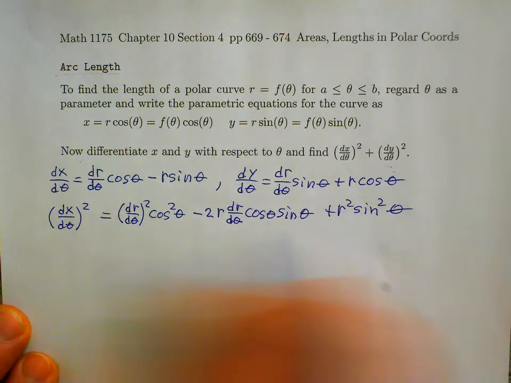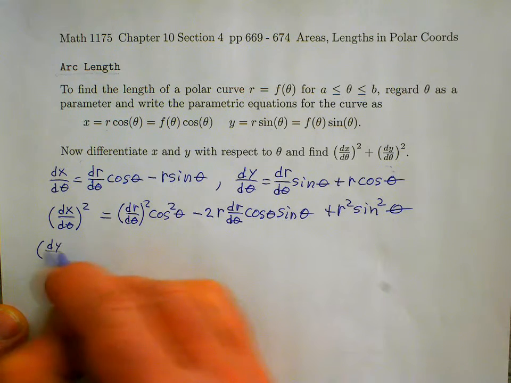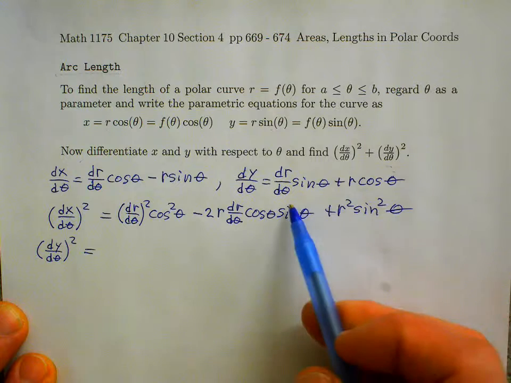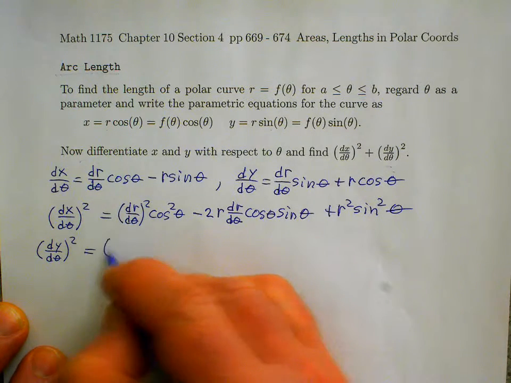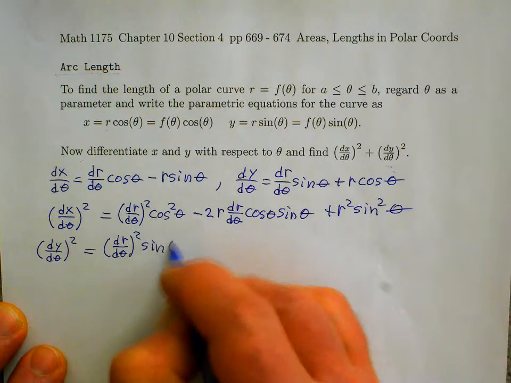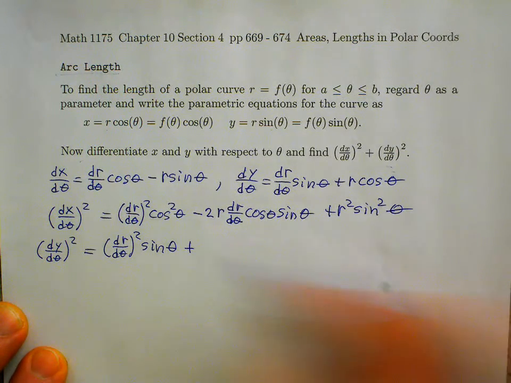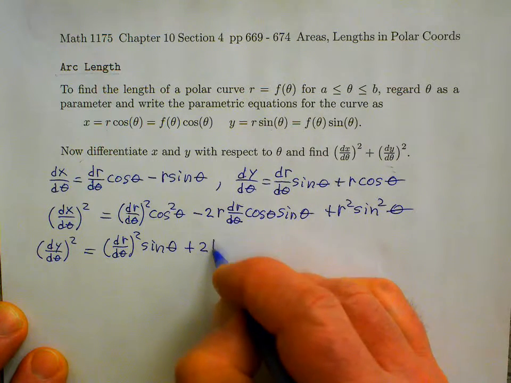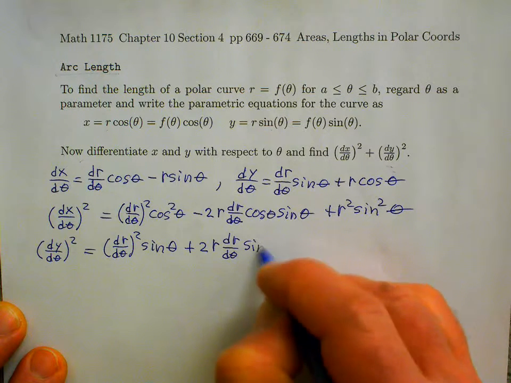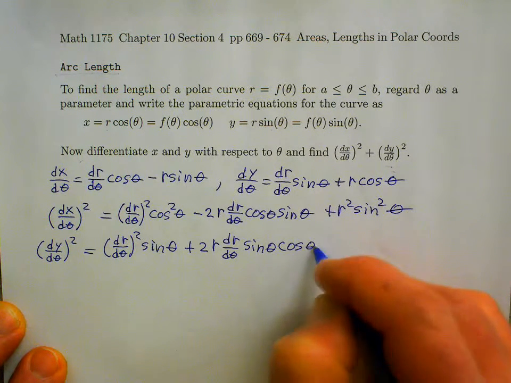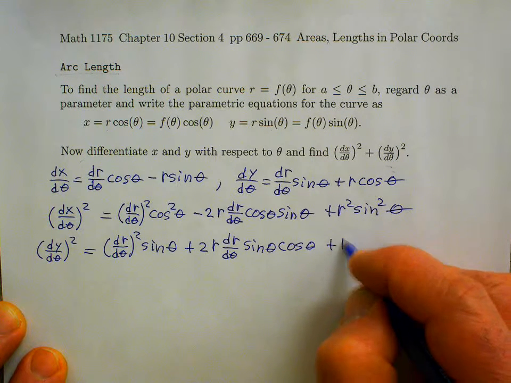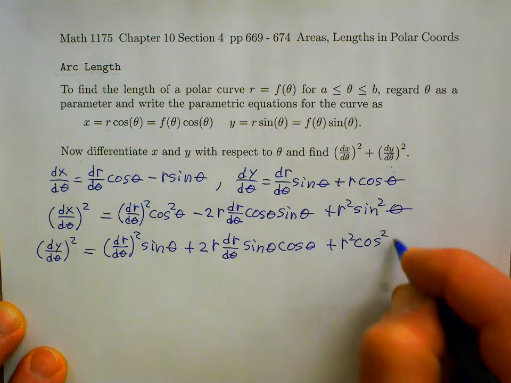Now we will square dy d theta. When we square dy d theta, we'll get dr d theta squared times sine of theta, and then plus 2 times r times dr d theta times sine of theta cosine of theta, and then plus r squared cosine squared of theta. I should have said cosine of theta squared.